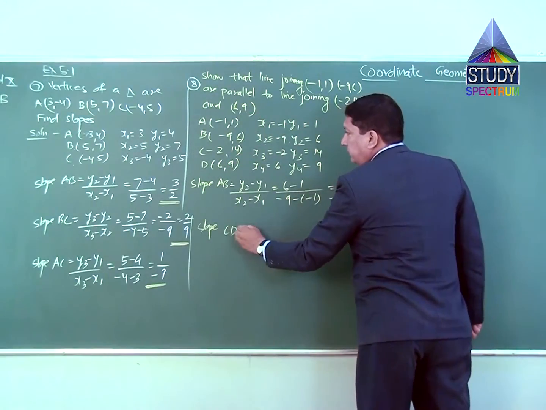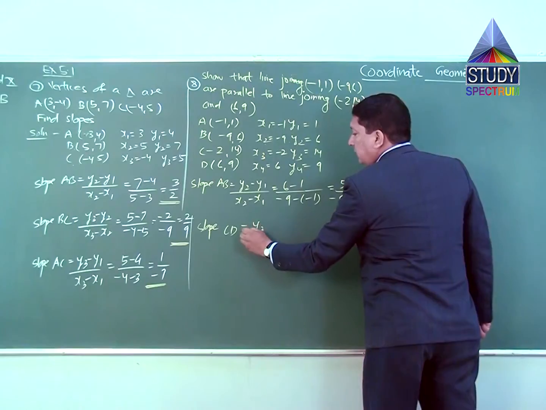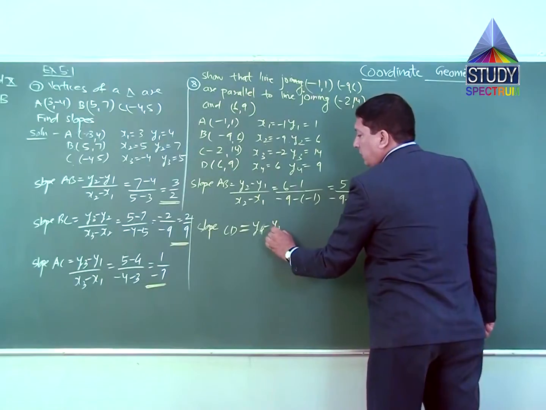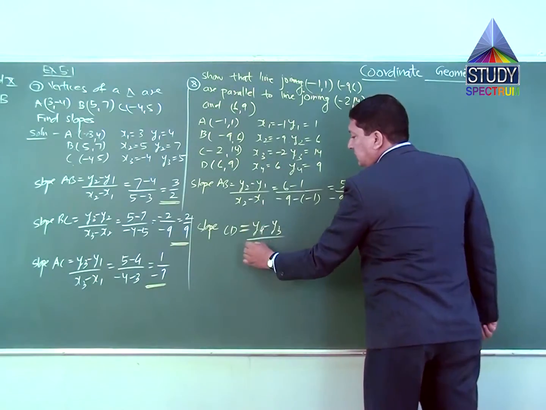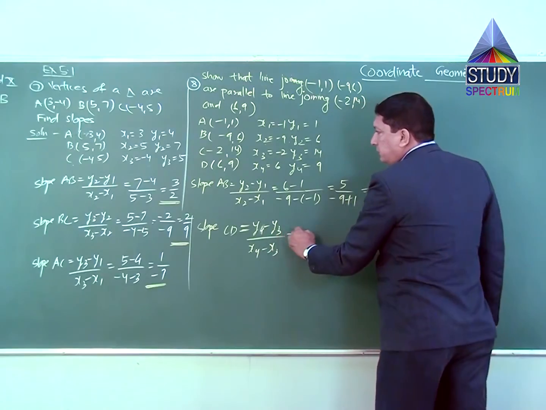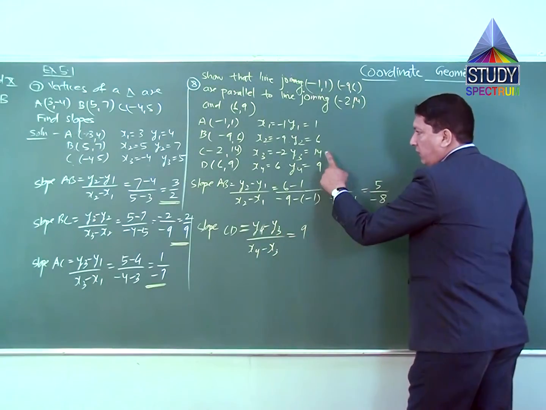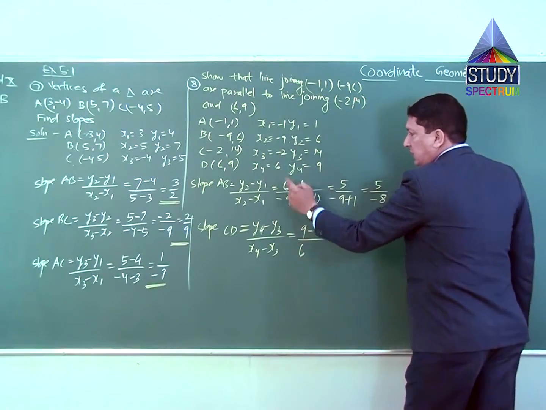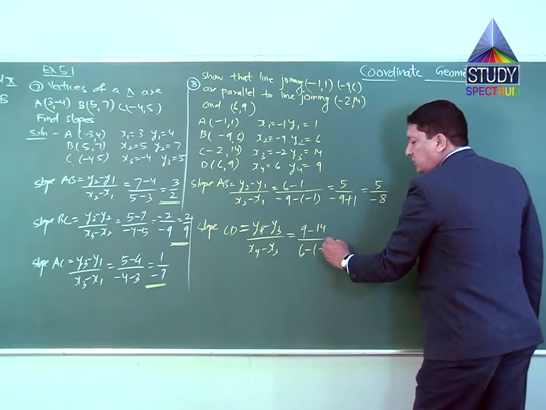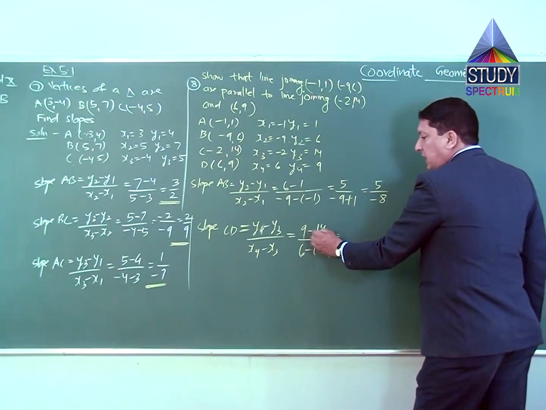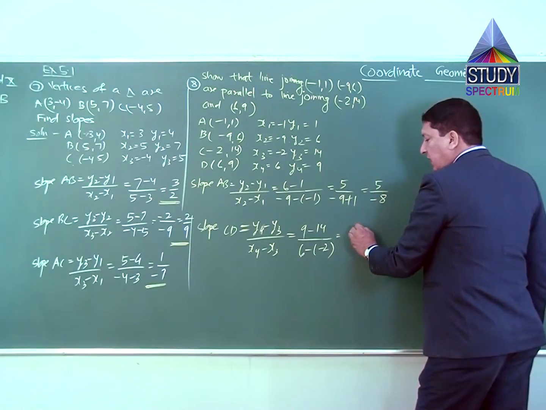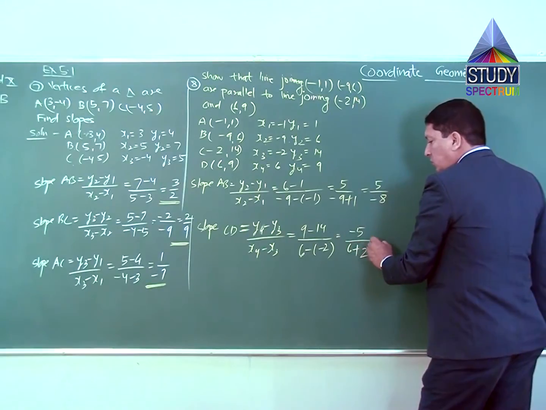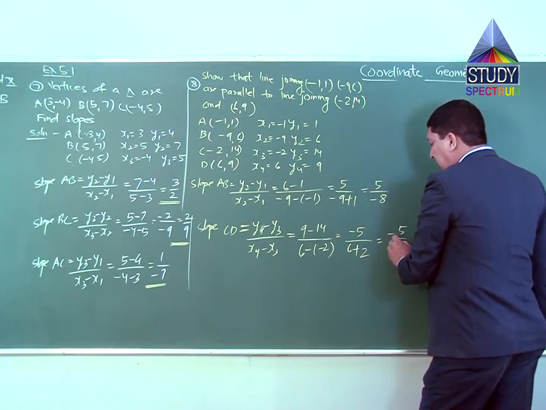So slope CD, y4 minus y3 upon x4 minus x3. y4 is 9, y3 is 14, x4 is 6, x3 is -2, so minus sign is there, minus of -2. 9 minus 14 gives you -5. 6 minus of -2 is +2, so 6 plus 2, -5 upon 8.